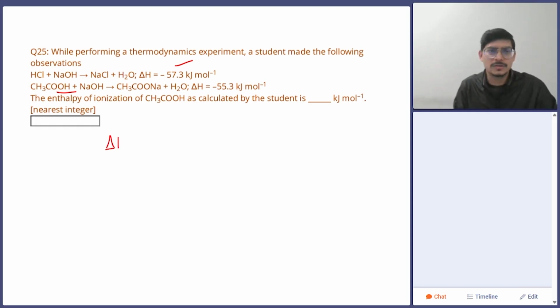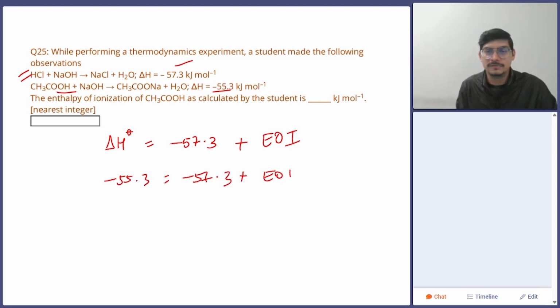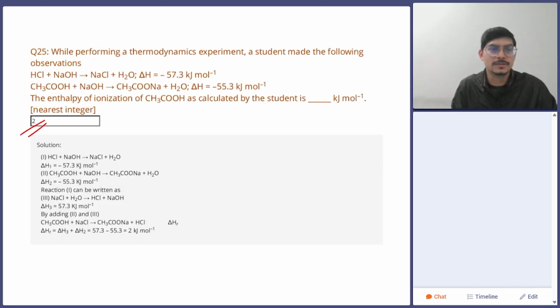So we can use a simple equation that in such cases, the enthalpy of neutralization is minus 57.3, which is the ideal value, the enthalpy released upon neutralization of a strong acid by a strong base, plus the enthalpy of ionization of a weak acid or weak base, whichever is given in the question. So enthalpy is given to be minus 55.3, and this is minus 57.3 plus enthalpy of ionization, and that comes out to be a simple value of plus 2. So the correct answer to this question is 2.